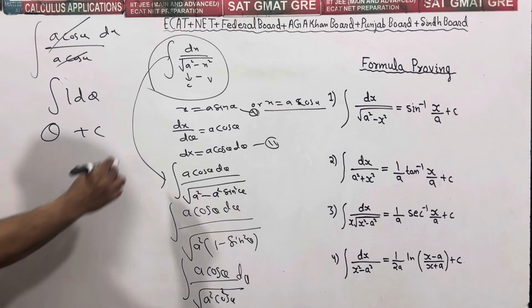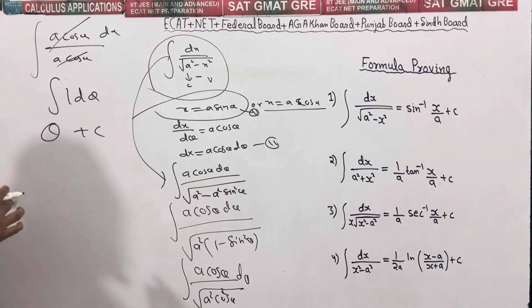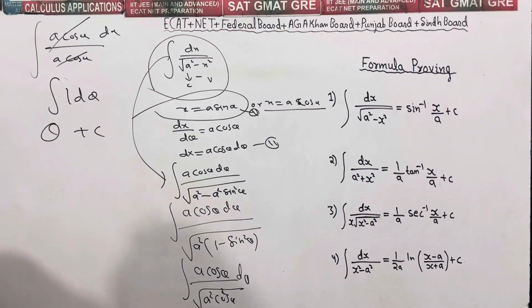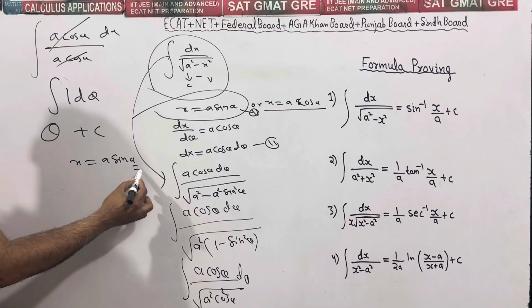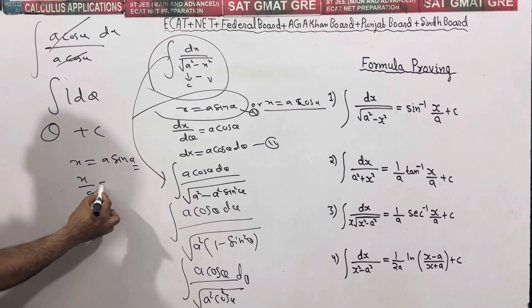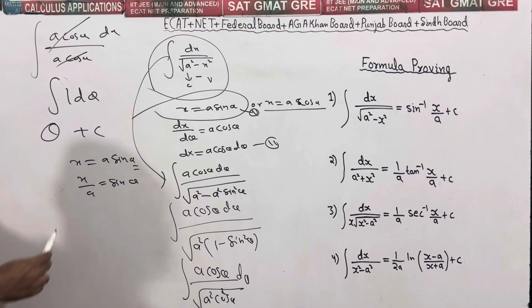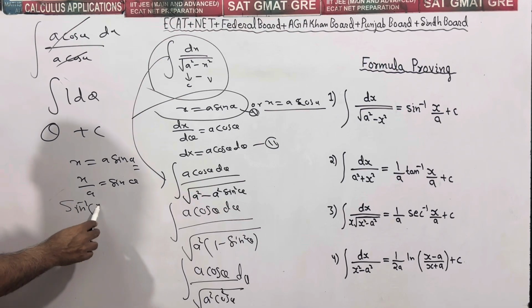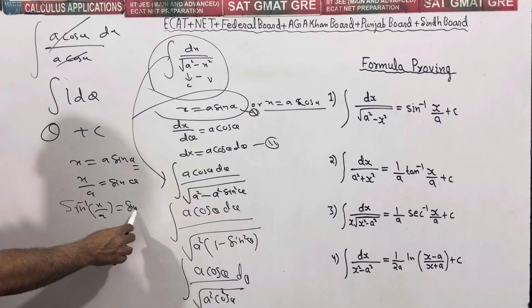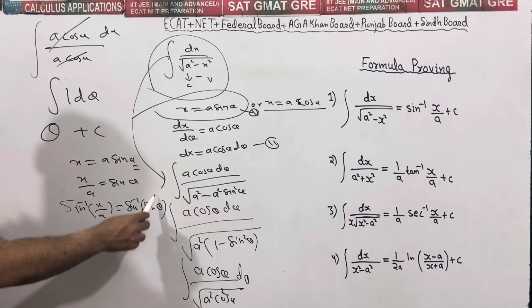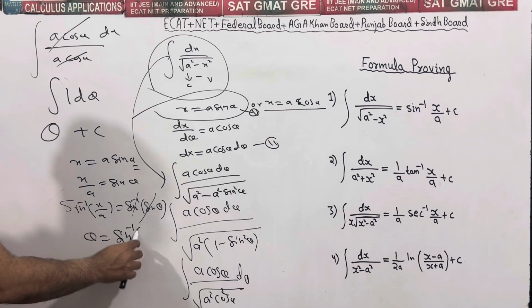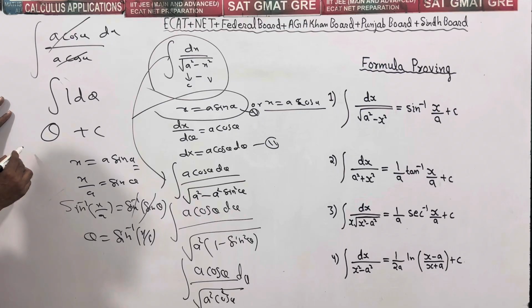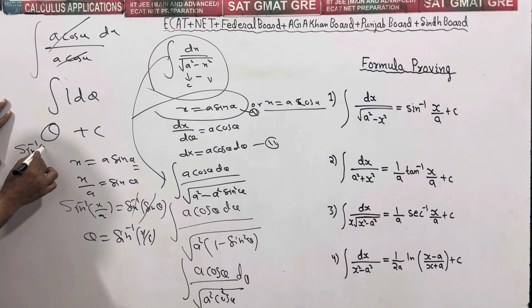Theta plus c. What we have assumed? Find the value of theta from here, because our original variable is x and we are traveling in theta. We have supposed that x is equal to a sin theta. How to find theta? Solve for theta. It will become x over a equals sin theta. Taking sin inverse both sides, we have sin inverse of x over a equals sin inverse sin theta. They are neutral, minus 1 plus 1, having 0 power, 0 power equal 1. So theta is equal to sin inverse of x upon a. That's our eventual answer in that case. Sin inverse of x over a plus c.